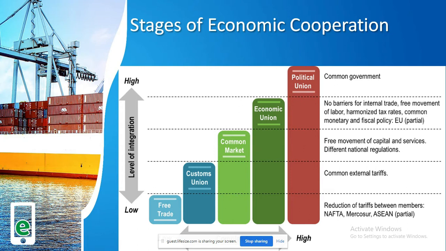So when we say that there are different stages of economic cooperation and different trading blocs happen to be at different levels of these stages, we normally say that we do not have any example of political union, for the simple reason that even the European Union, which is an economic union, has a common market and a monetary union, but politically they are separate. So we have 28 countries in the European Union which have their own political systems.